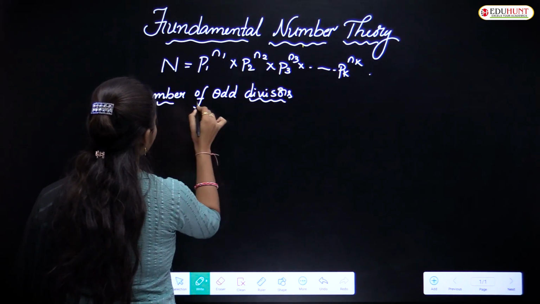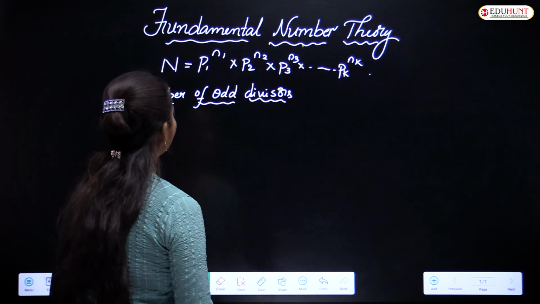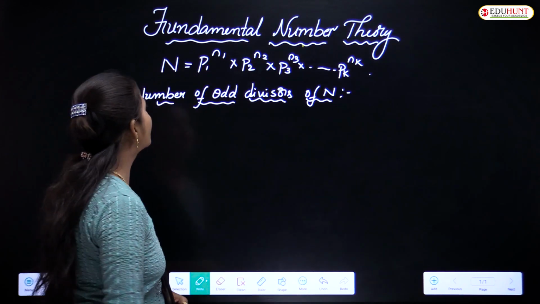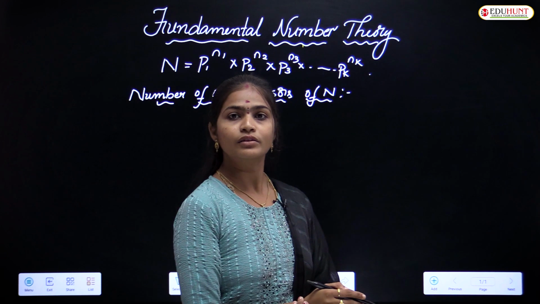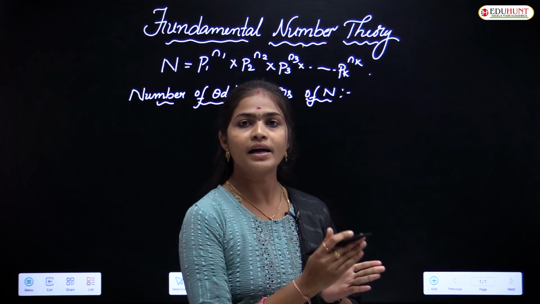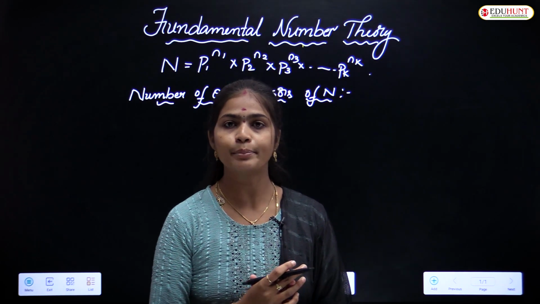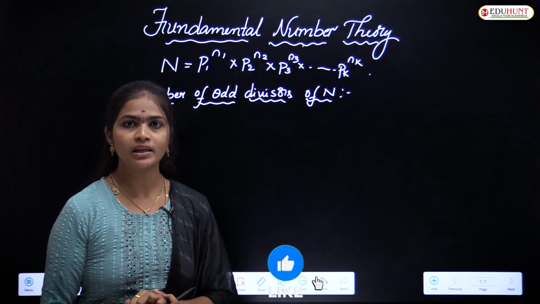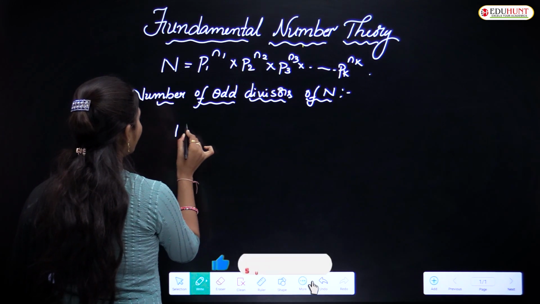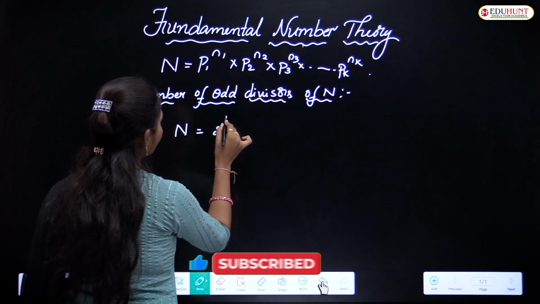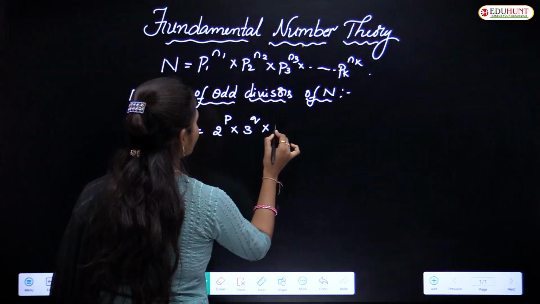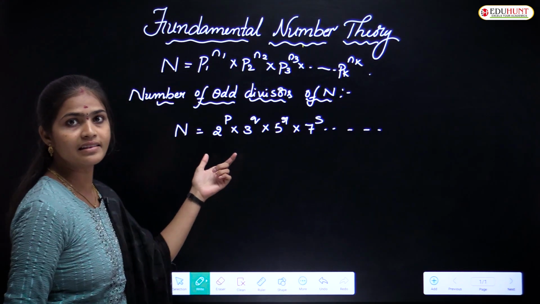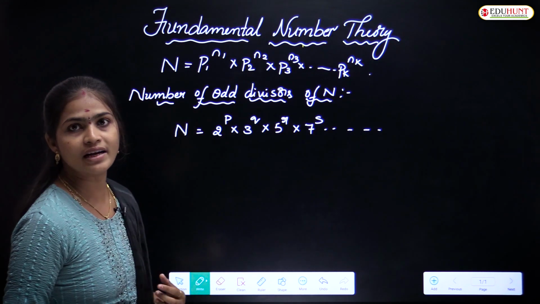Number of odd divisors. Okay, so odd divisors of n. So here the formula is, just observe, except for the powers of 2, any remaining prime number, if you consider any prime number, those are all odd numbers only, no? An odd number raised to a power will give odd numbers only. Okay, for example, here the number is in the form of n is equal to 2 power p into 3 power q into 5 power r into 7 power s and so on.